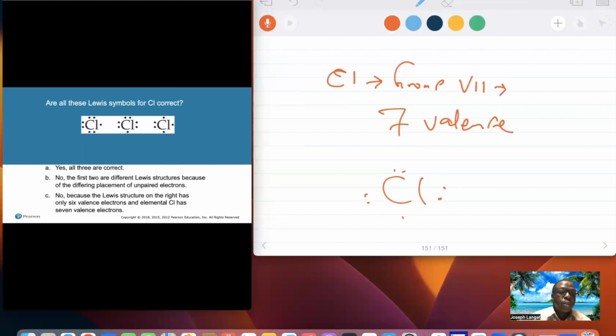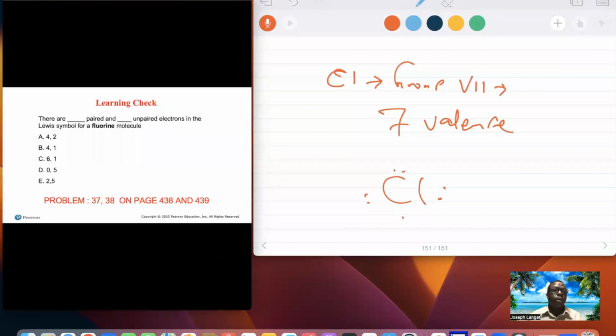The first two are different Lewis structures because of the different placement of electrons. No, so they do not represent the Lewis symbol for chlorine. You need to know that.